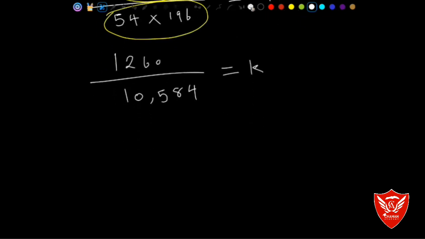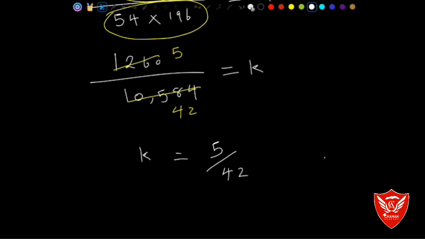Okay, so at this point, let's try to simplify the numerator and the denominator of the left hand side. So what can divide both? 252 can divide the numerator and also the denominator. If 252 divides 1260, we are going to have 5. And if 252 divides 10,584, we are going to have 42. So our K is equal to 5 over 42.